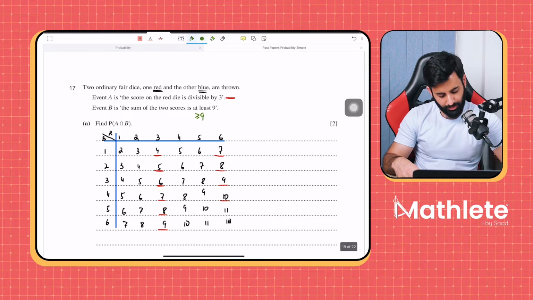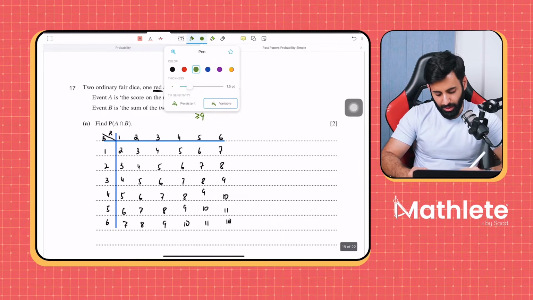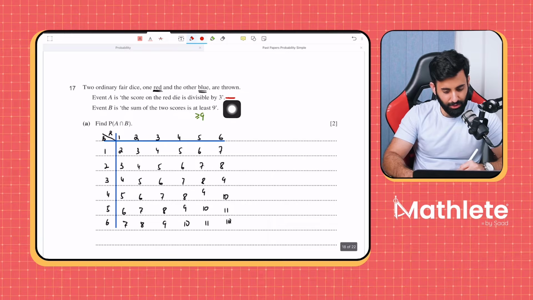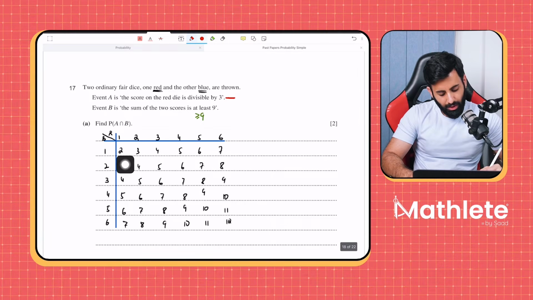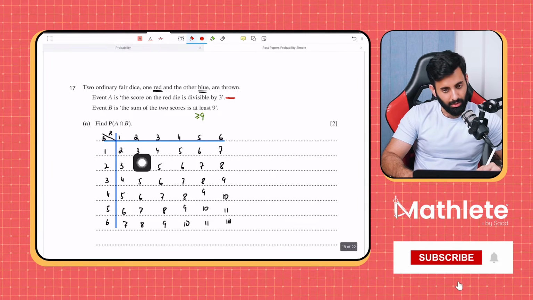Okay, I'll repeat. Event A is that the score on the red die is divisible by 3. Okay. Now let's look at all the scores one by one. Okay, and wherever this condition is fulfilled, I'll underline in red. Here we have 2. What's happened? How did we get this 2? We got this 2 because the score on the red die was 1 and the score on the blue die was 1. So is the score on the red die divisible by 3? No, it's not. Let's move on.